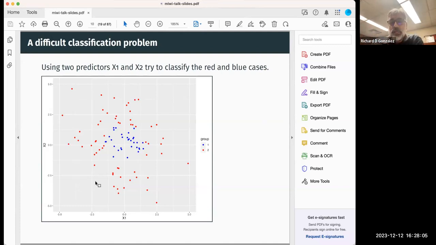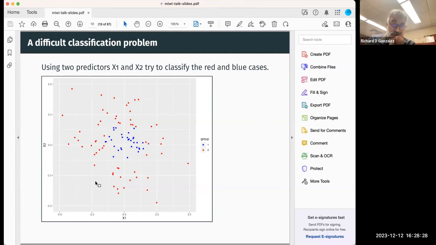And there are two predictors, X1 and X2. Both X1 and X2 are continuous, so it could be something like age and BMI. There are two things that you know about individuals, and your goal is to classify them. Given their BMI and age, is this individual in the blue group or in the red group?